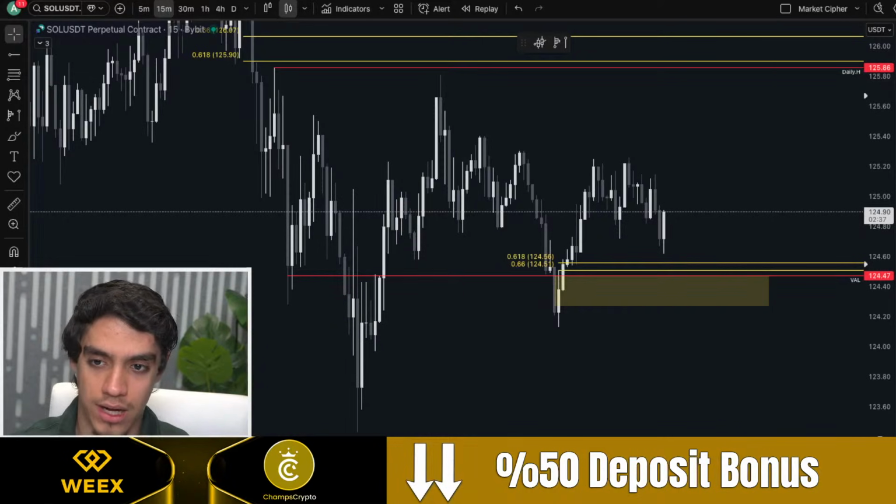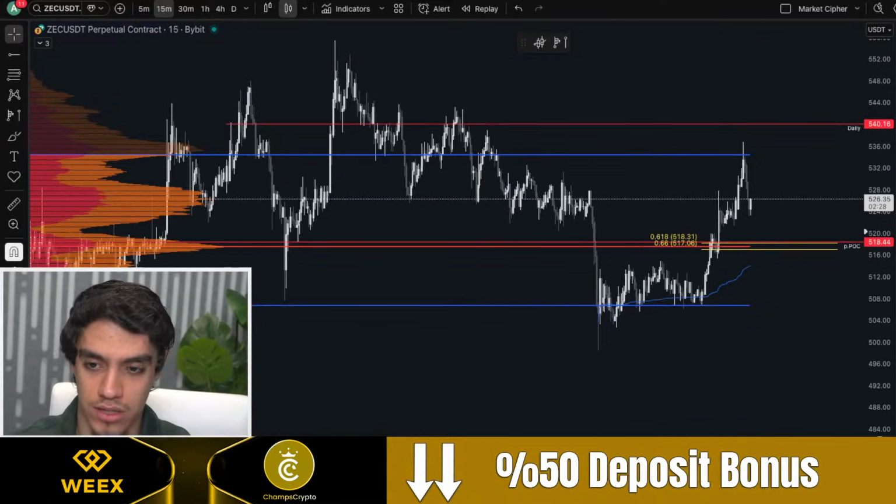So I looked at Solana and I made up two potential longs and a short. I guess you can tell where to short and where to long. I mean, it's not hard to know. And also on Zcash. So, yeah.